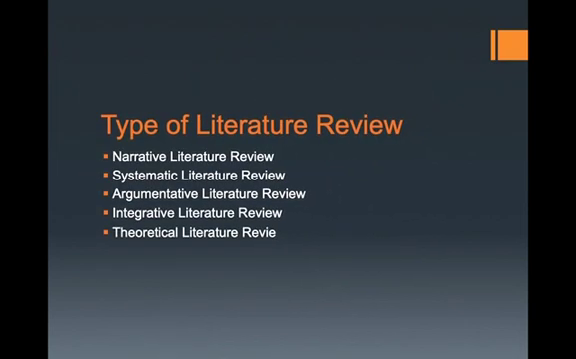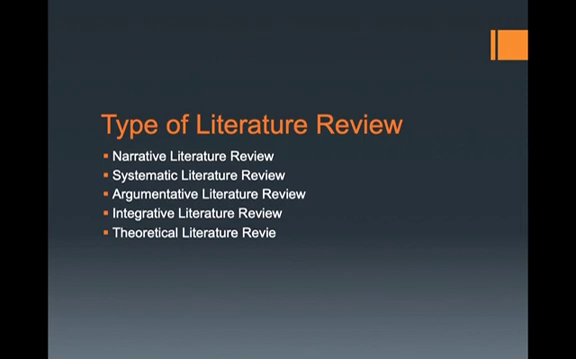Next we have the types of literature reviews. Literature reviews have these five basic types. Number one is the narrative literature review. A narrative literature review basically critiques the literature and summarizes the body of the literature. A narrative review also draws conclusions about the topic and identifies gaps or inconsistencies in the body of knowledge.